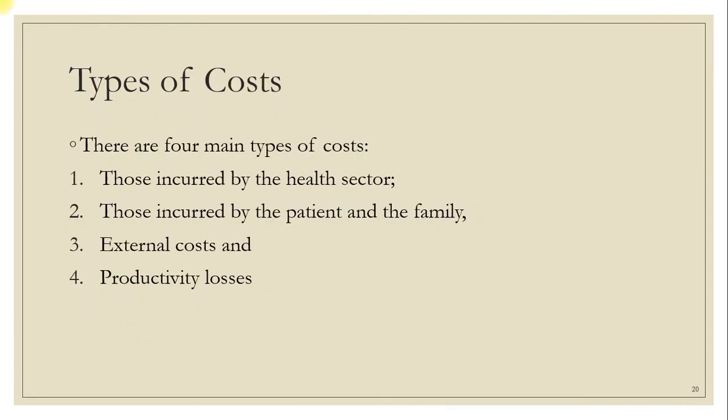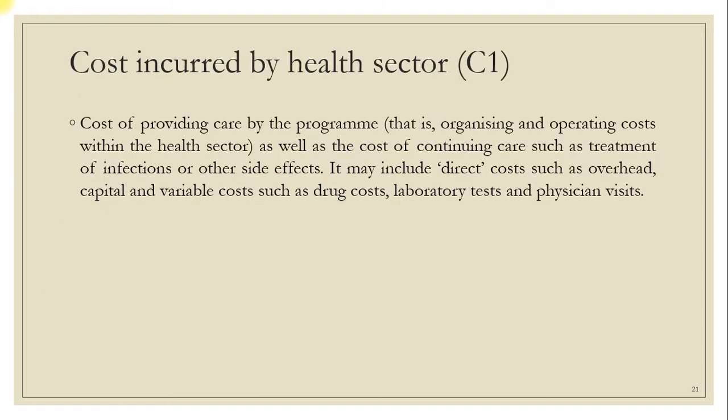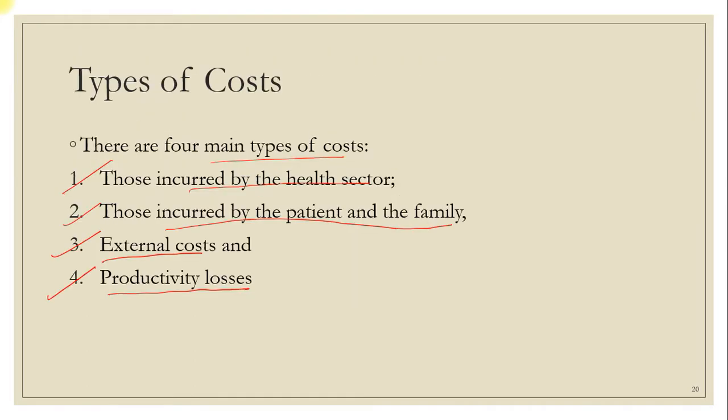So what are the types of cost? There are four main types of cost. The first is those incurred by the health sector. The second is those incurred by the patient and the family. The third is external cost, and the fourth is productivity losses. So let's see the types of cost one by one.